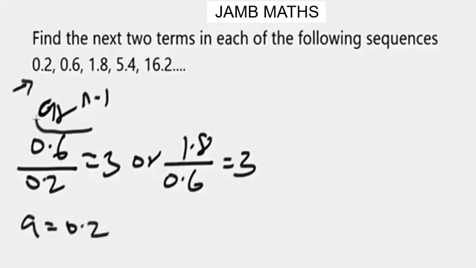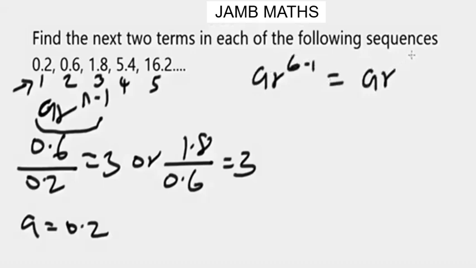So applying this formula, we have to find the next two terms. This is our first term, this is our second term, this is our third term, this is our fourth term, this is our fifth term. So that means we are looking for the sixth term and the seventh term, since we are asked to find the next two terms. So the sixth term will be, when you apply this formula a r to the power n minus 1, sixth term will be 6 minus 1, which is going to be a r to the power 5.